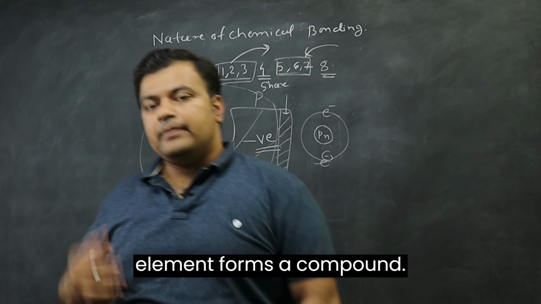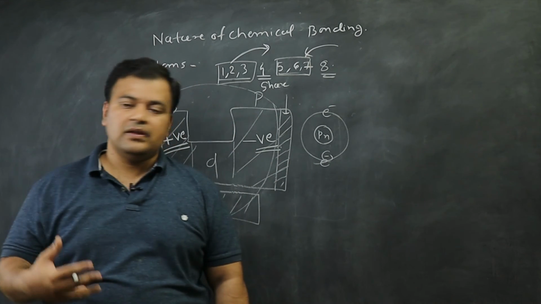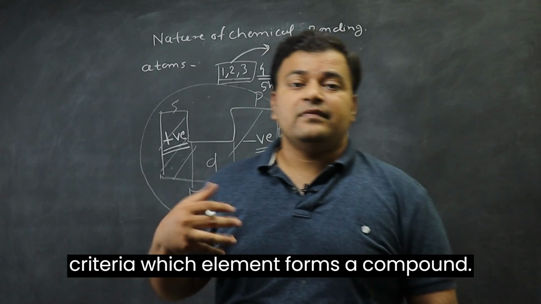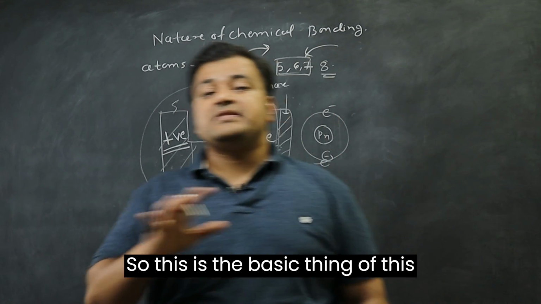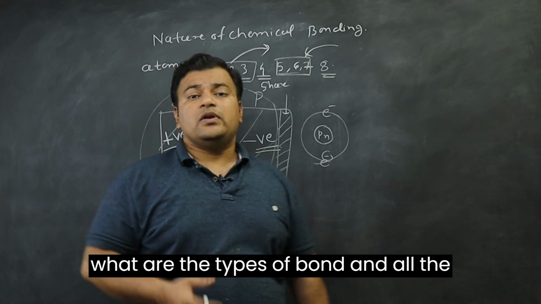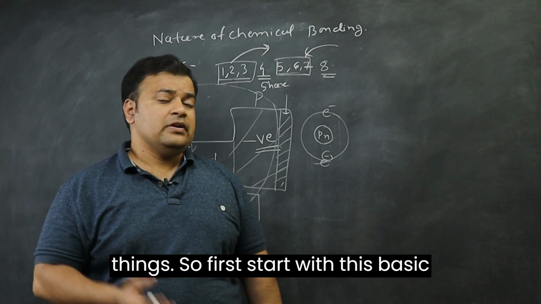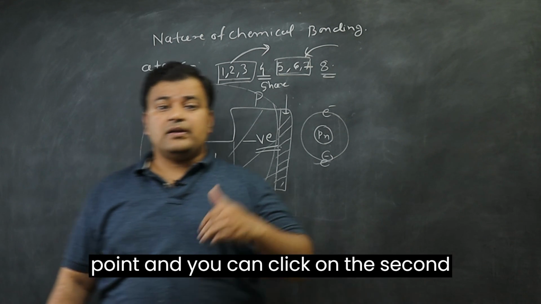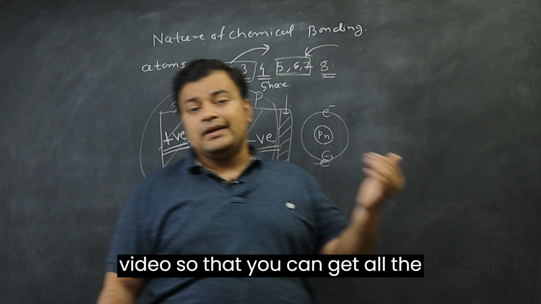And that is the only reason why elements form a compound. Okay. So that is the necessary criteria why an element forms a compound. So this is the basic thing of this chapter. Then we will move on to the types of bond and all that. So first start with this basic point, and you can click on the second video so that you can get other details.